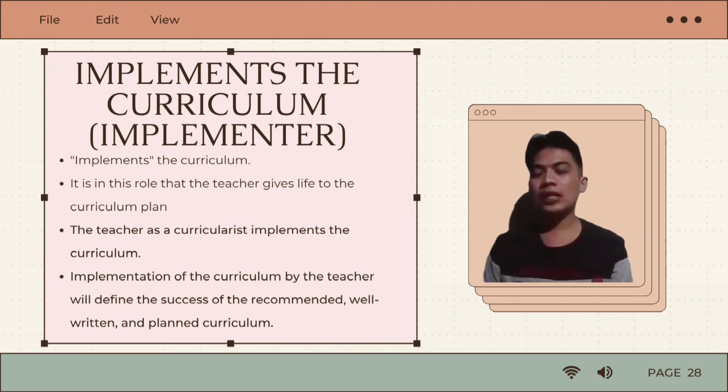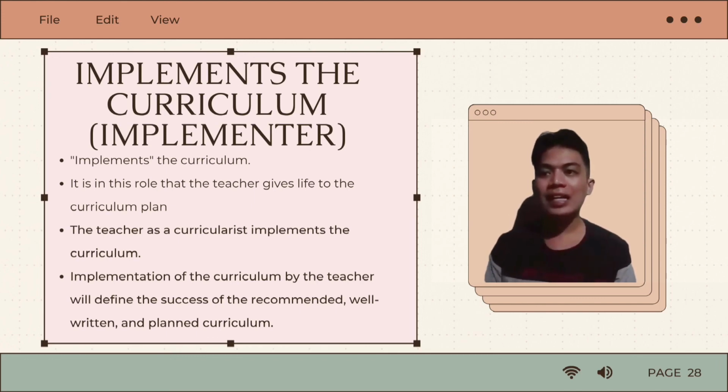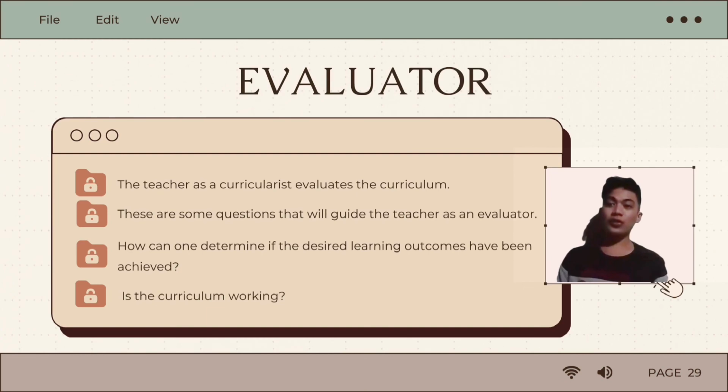The teacher is at the height of engagement with the learners, with support materials, in order to achieve the designed or desired outcomes. Keep in mind that it is where the teaching, guiding, and facilitating skills of the teacher are expected to be at the highest level. Evaluator.